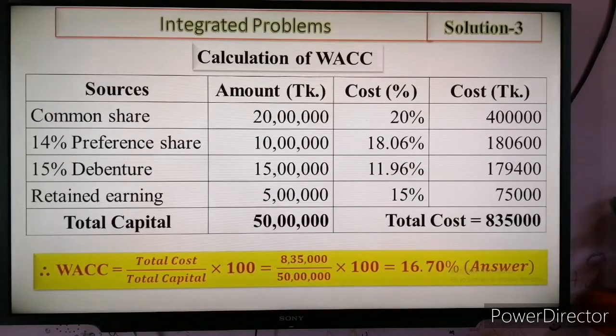If you want to calculate WACC, you have to calculate a specific cost of capital, whatever is given in the present capital structure. In this capital structure, we have 4 sources of capital, and we have to find 4 costs of capital: cost of equity KE, cost of preference share KP, cost of debenture KD, cost of retained earning KR, and whatever we find multiplied by the amount of capital in a percentage mode, then we get total cost. Total cost divided by total capital multiplied by 100 equals weighted average cost of capital.